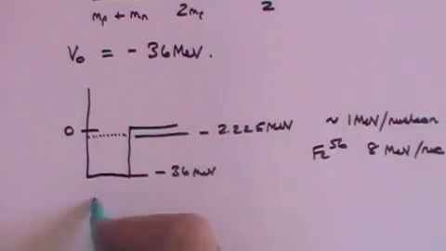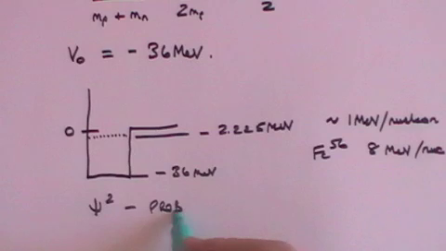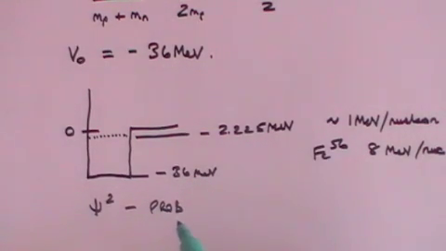And as I said, psi squared is a proxy for the probability of finding the separation between the two nucleons at some value of r.